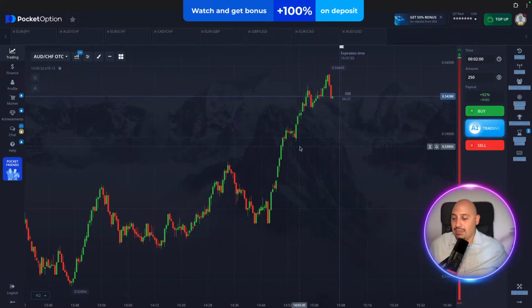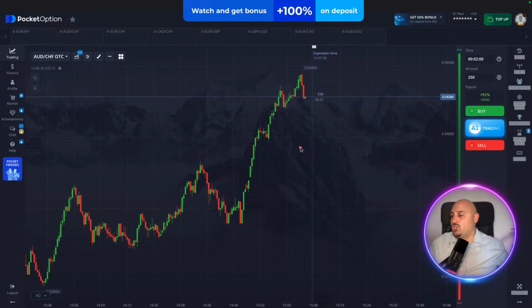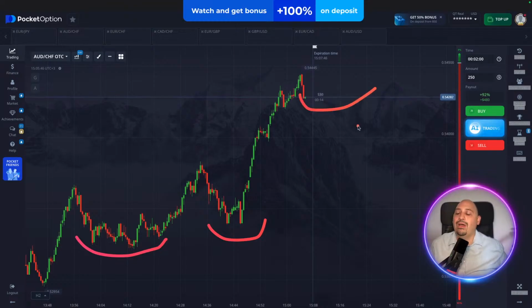Now, the best part is that if I look at a chart like this, look at this upward trend, and then we see a pullback right over here, an upward trend, a pullback right over here, an upward trend, and perhaps, I'm not sure now, a pullback right over here.